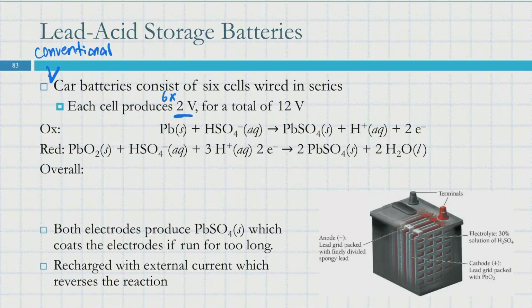So if we combine these, we have to 3x this top equation. No, we don't. Just kidding. Psych. Because our electrons cancel. We can cross stuff out.